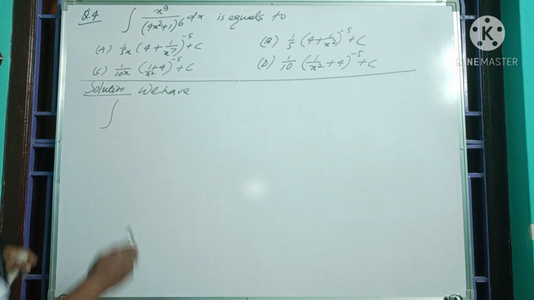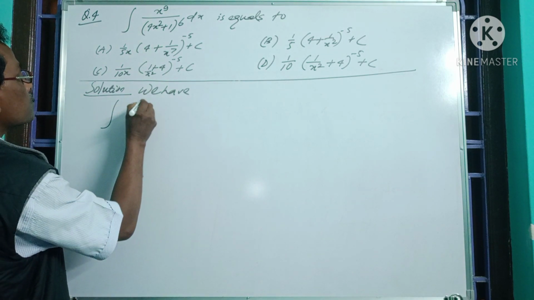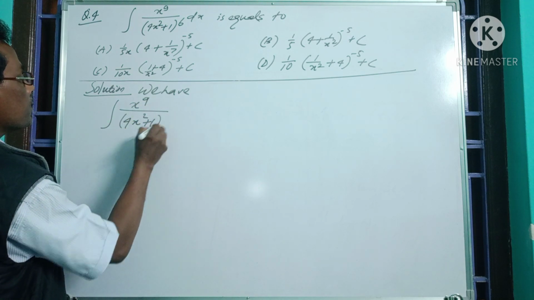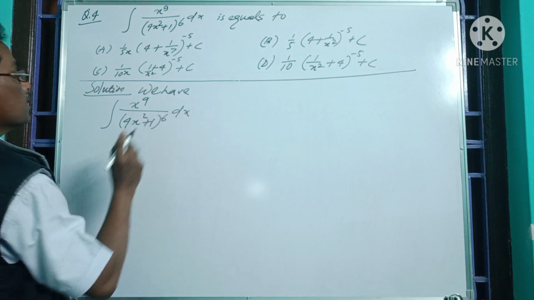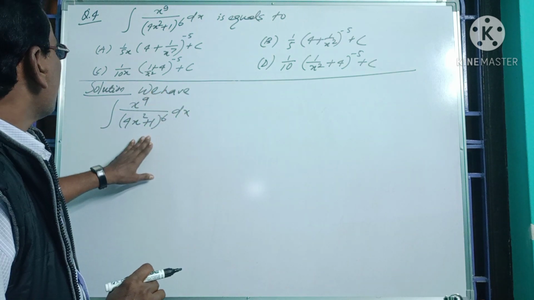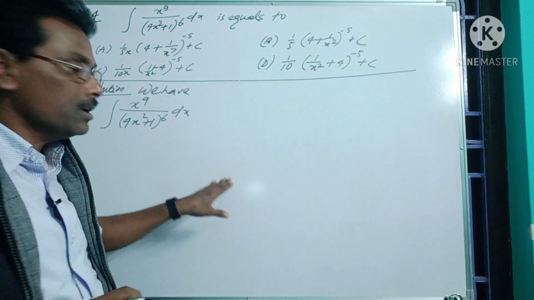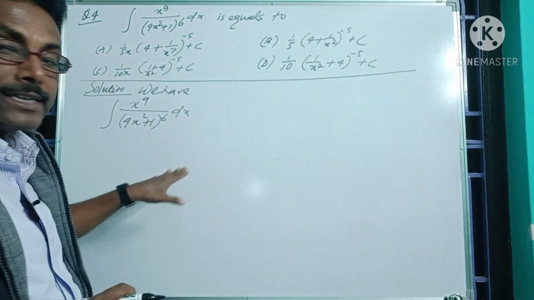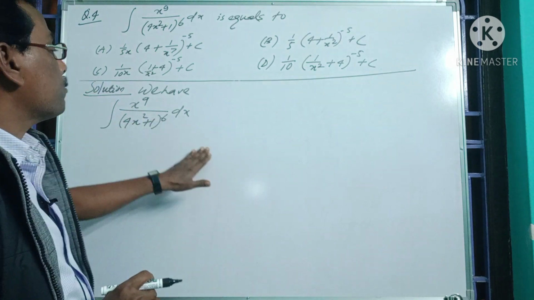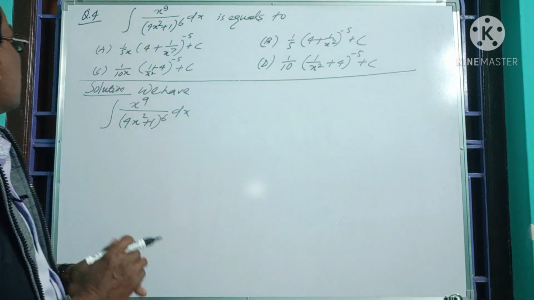That is, we have integration of x to the power 9 by (4x square plus 1) whole to the power 6 with respect to x. Here see, the integrand is in the form of a rational function which is not integrable because this integrand is not in standard form for integration. So you need to transform this integrand into formula form or standard form. So let us apply the trick.